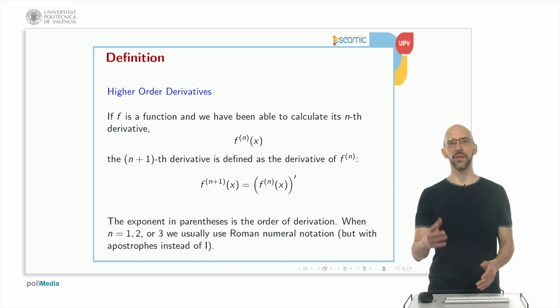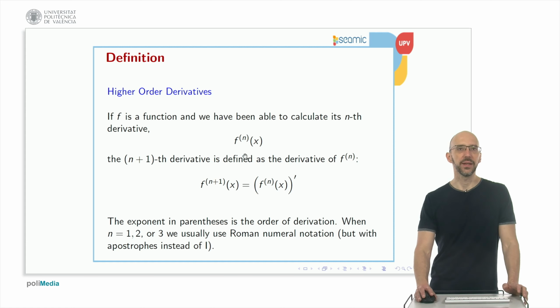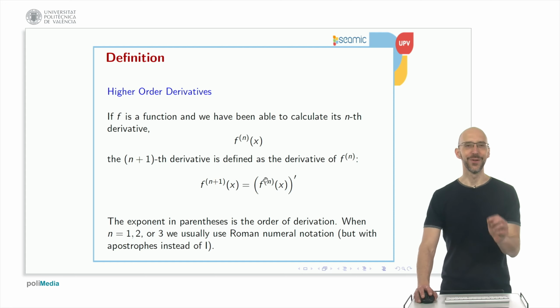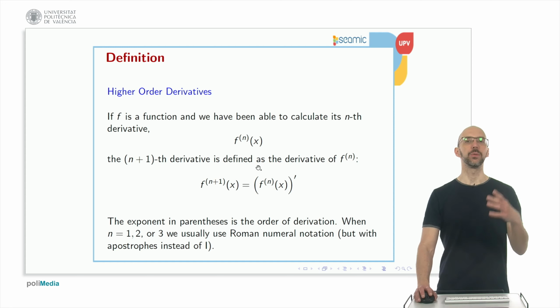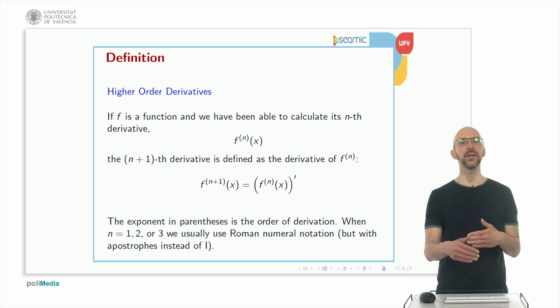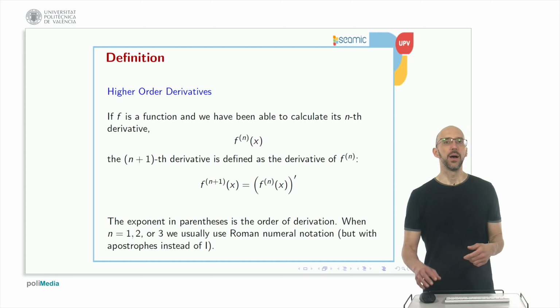The second derivative, the third derivative. They are normally denoted like you see on the screen. We put the order of the derivative between parentheses and with a Roman numeral notation. Okay, could be the first one, the second derivative, the third derivative, the fourth derivative, the fifth derivative, and the notation is as you can see here. What is the n plus 1 derivative? It is the derivative of the nth derivative. Okay, so piece of cake. The idea is that we can keep going, calculating derivatives and derivatives.